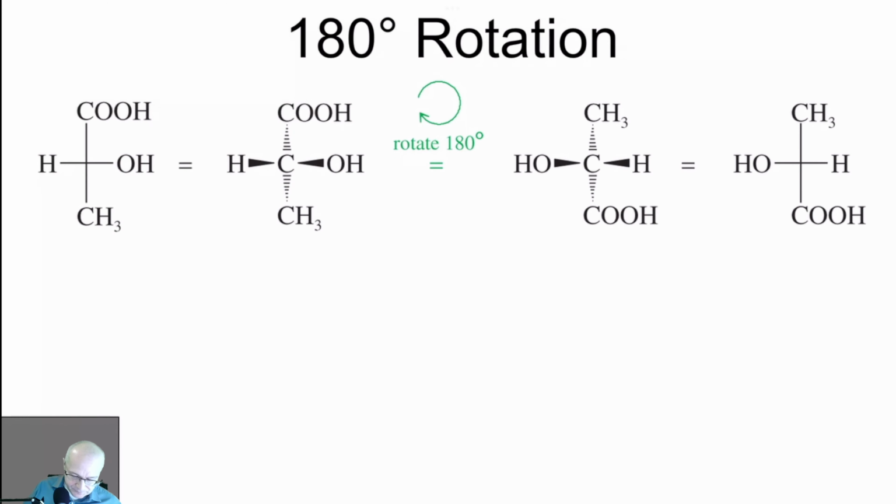And here's why. So let's take into account this molecule right here. Now, this hydrogen is coming towards us. This OH is going towards us. This carboxylic acid is going away from us, and the methyl group is going away from us. Now, let's assign priority groups to this molecule here. 4, 1, 2, and 3. 1 to 2, 2 to 3, and then back to 1.